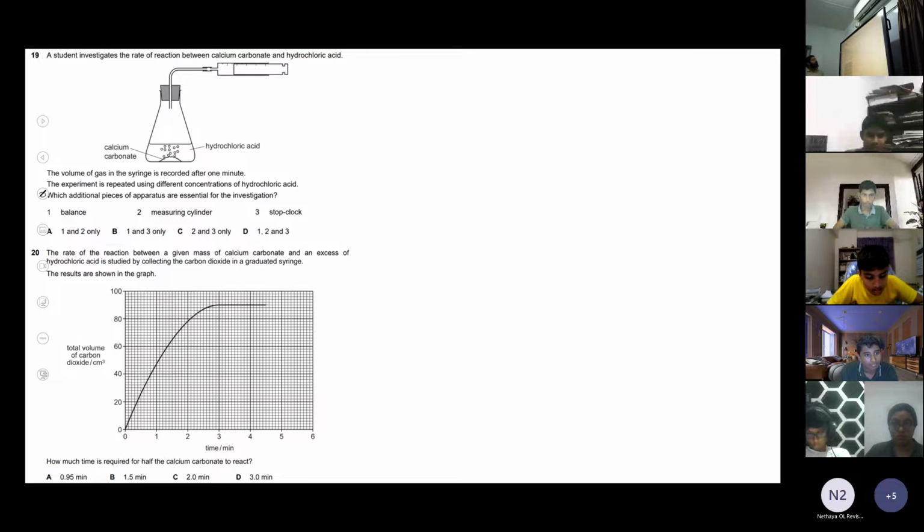Next one. Which additional pieces of apparatus are essential for the investigation? A syringe is attached. A balance is needed, right? A measuring cylinder is also needed. The volume of gas in the syringe is recorded after 1 minute. If the experiment is repeated, you have to add hydrochloric acid again, so the measuring cylinder is needed. You have to measure it and put it in.